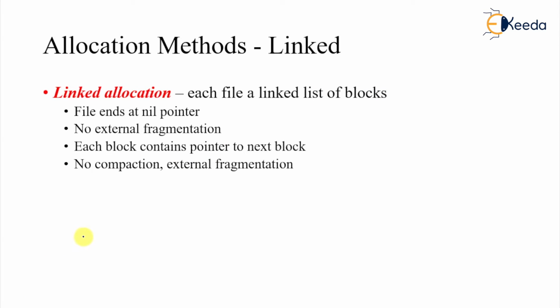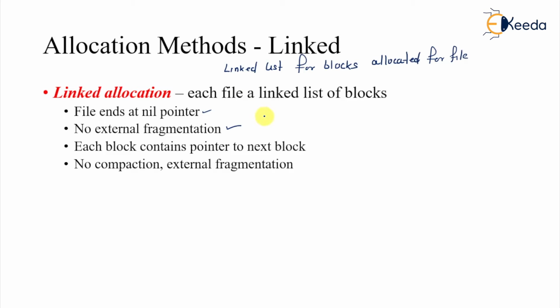The next is the linked allocation method, and as the name suggests, we have a linked list in this case. A linked list of what? A linked list will be maintained for the blocks allocated for the file. A few properties: each file is a linked list of blocks, and the file ends with a nil pointer. There is no external fragmentation.